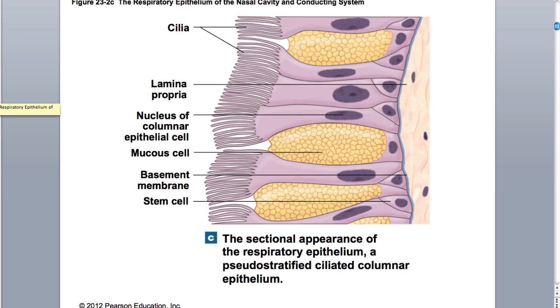Here's an enlarged view of the same thing. Again, you see these mucus cells that produce the mucus. Remember, it's epithelial tissue. And in this case, they're showing you it as pseudostratified because of the nuclei being scattered. So it's pseudostratified, ciliated columnar epithelial. Okay. Again, browse through this picture and the previous one.